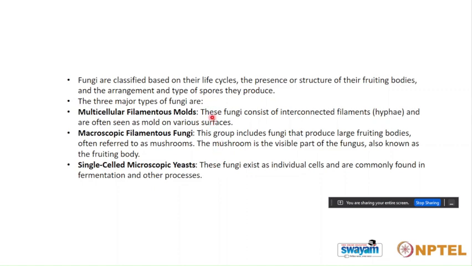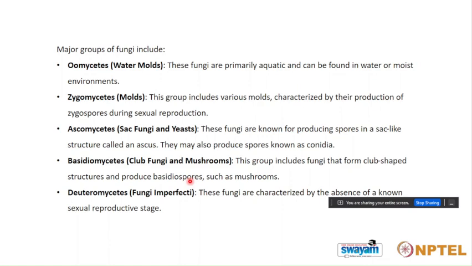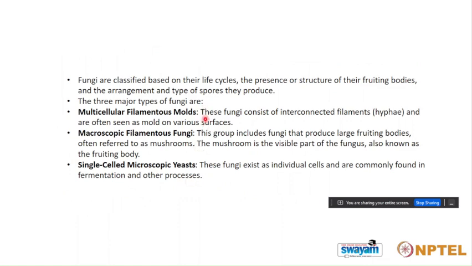Basically, fungi are classified based on the life cycle, the kind of fruiting bodies they have, and also the arrangement and type of spores they produce. So fungi can be classified as multicellular filamentous molds, macroscopic filamentous fungi, and single-celled microscopic ones. This classification is based on the fruiting bodies and the structure of fungi.